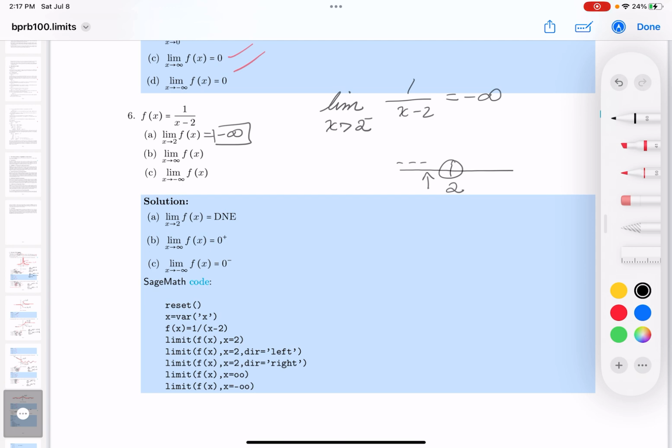Oh, I'm sorry. I made a mistake there. That's a two-sided limit, so I got to do both sides. Let me get my eraser out. I misspoke. Let's write that down again. I got to do the right side now, because I have to do both sides.